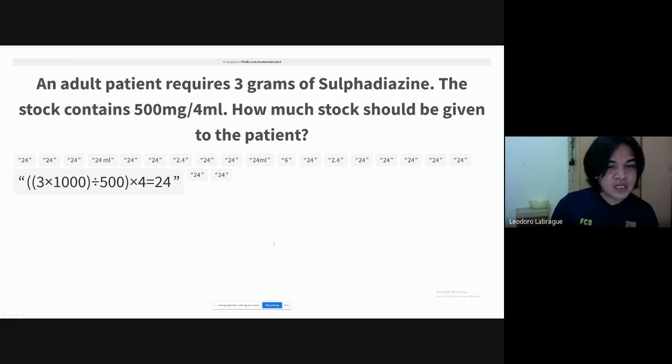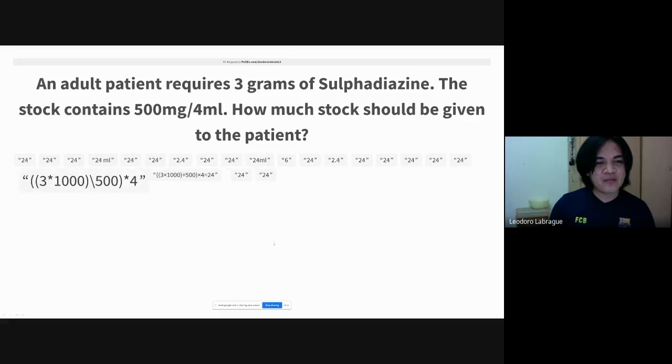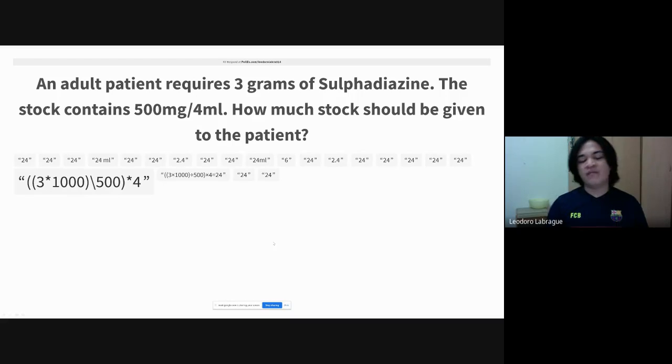There is one student here who sent the complete calculation of our problem, and they were able to do it completely. 3 times 1,000 divided by 500 multiplied by 4. So the answer is 24 ml. Very good. It seems that we are doing well. For those who answered 2.4 and for those who answered 6, again, please analyze the problem. Look at the drug formula. Look at the conversion table if you are converting it well.